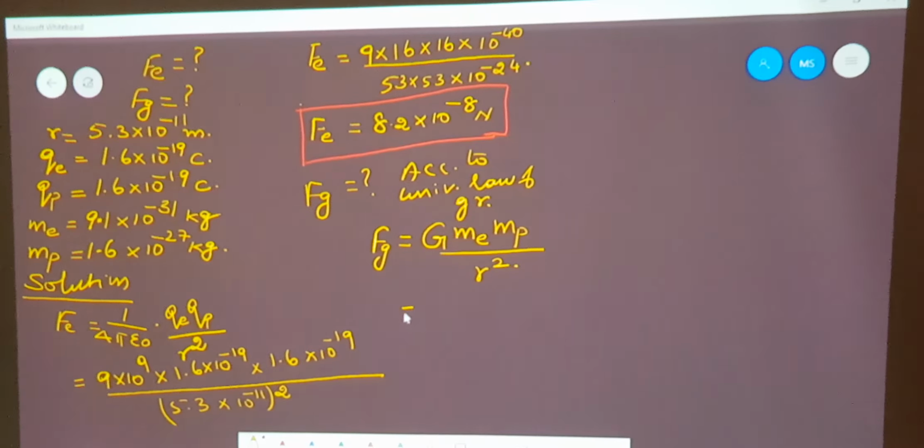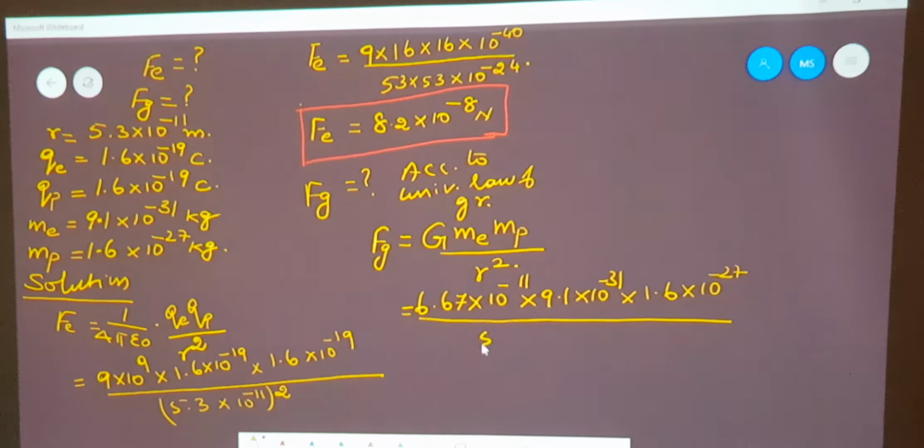So substitute, what is G? 6.67 into 10 to the power of minus 11 into mass of electron 9.1 into 10 power minus 31, mass of proton 1.6 into 10 to the power of minus 27 whole divided by 5.3 into 10 to the power of minus 11 the whole square.